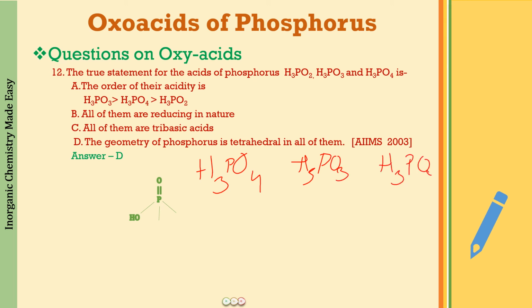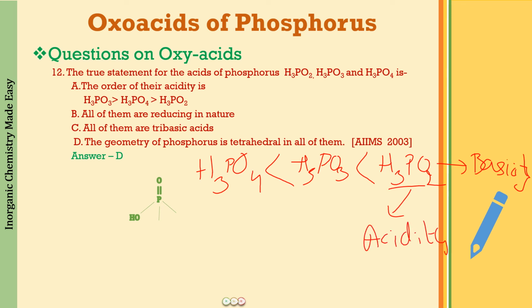So this will be the order of basicity. If you have to tell the order of acidity, it has to be the reverse. So if you reverse this order, H3PO2 has more acidity than H3PO3, and H3PO3 has more acidity than H3PO4. Okay, so I hope now this is clear.